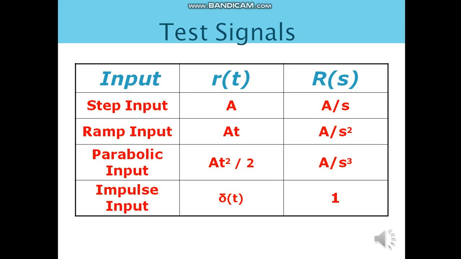While taking the Laplace transform for the step input, we will get A by s. For the ramp input, the Laplace transform is A by s square. For parabolic input, the Laplace transform is A by s power 3, and for the impulse input, the Laplace transform is 1.